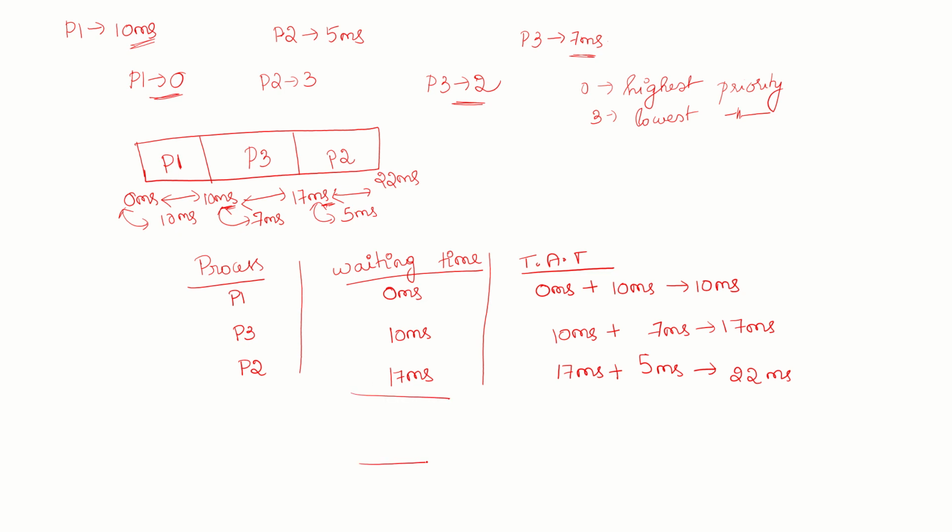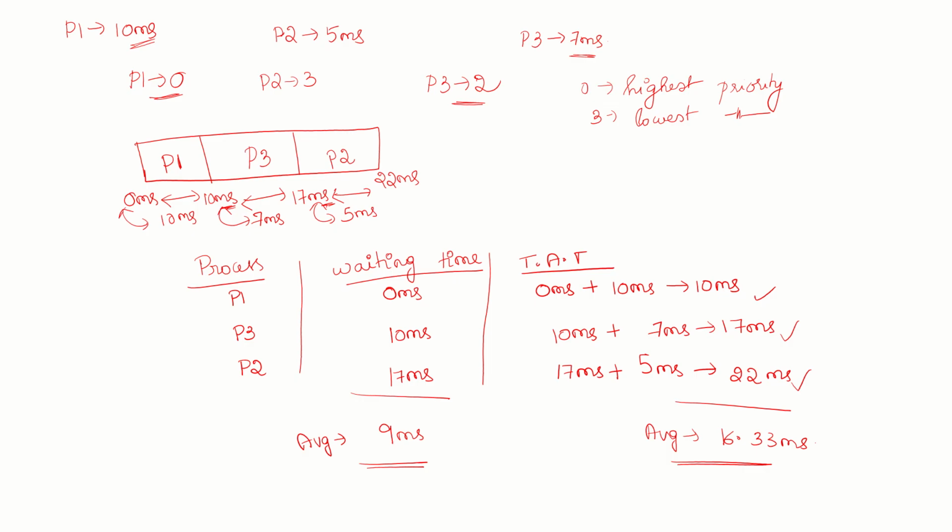Now it is time for you to calculate the average of these three values. Okay, so if you calculate the average of 0, 10 and 17, you will get the value as 9 milliseconds. And if you calculate the average of 10, 17 and 22, you will get the value as 16.33 milliseconds. This is for priority based scheduling.